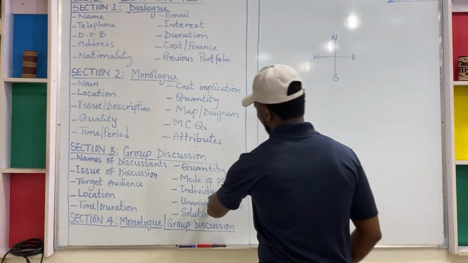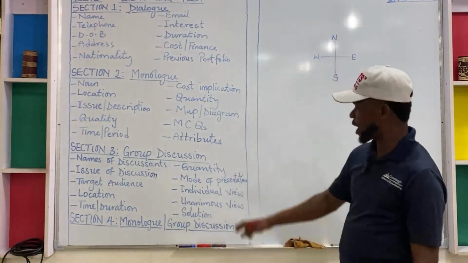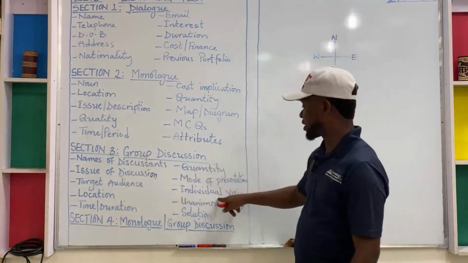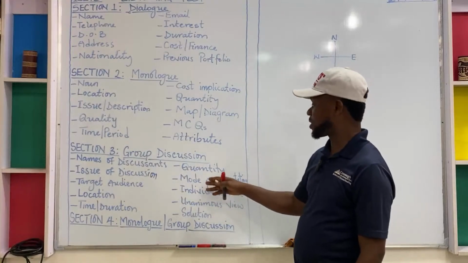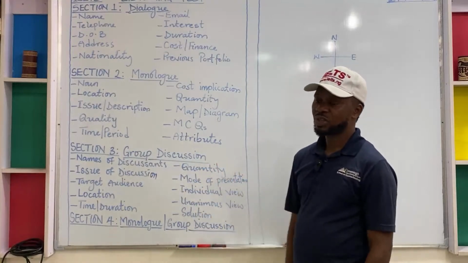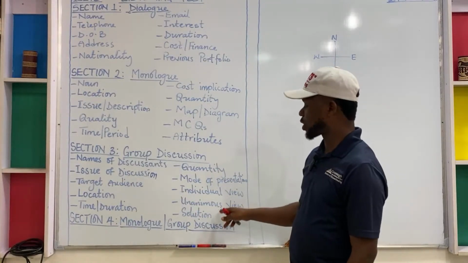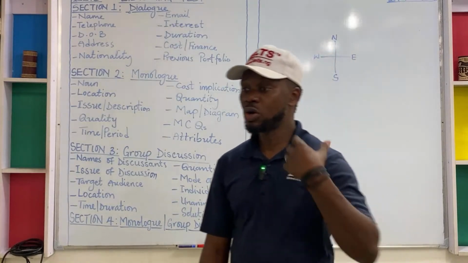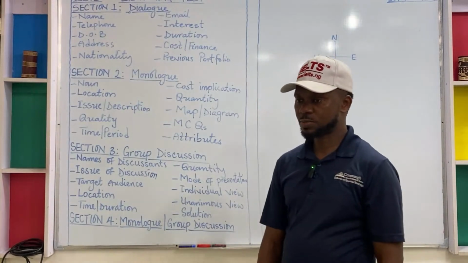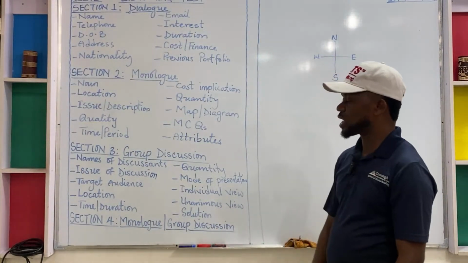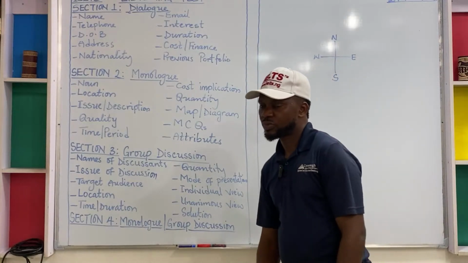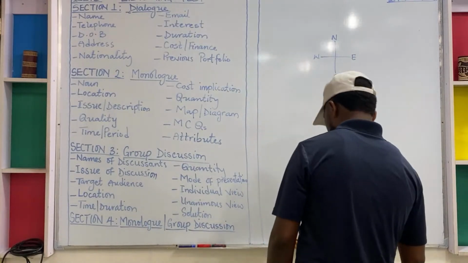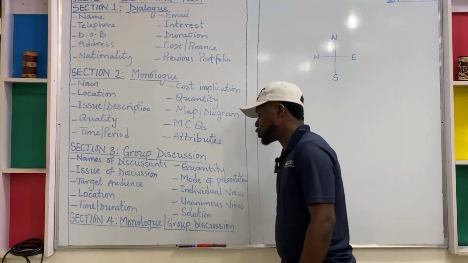Pardon me. Individual view. Individual view here requires you to use the name of someone. So what does that person think about maybe a person they met during their questionnaire survey? So they might want to know what that particular person thinks about the person's personality or attitude towards the whole process. Unanimous view has to do with collective agreement, collective thoughts.